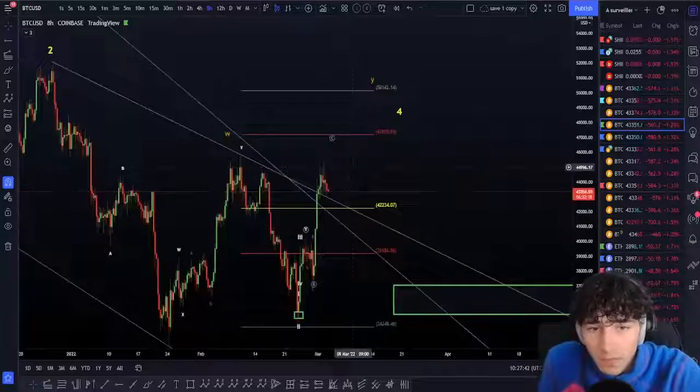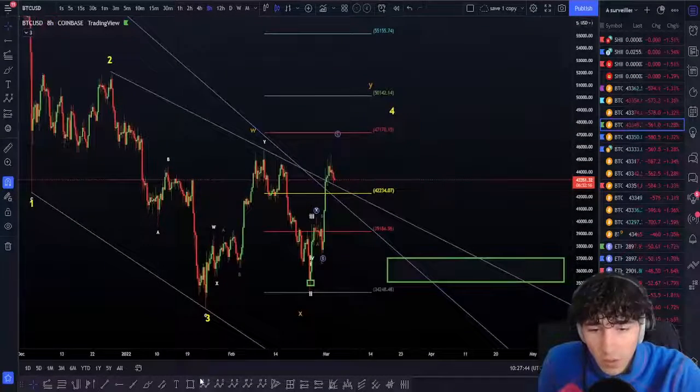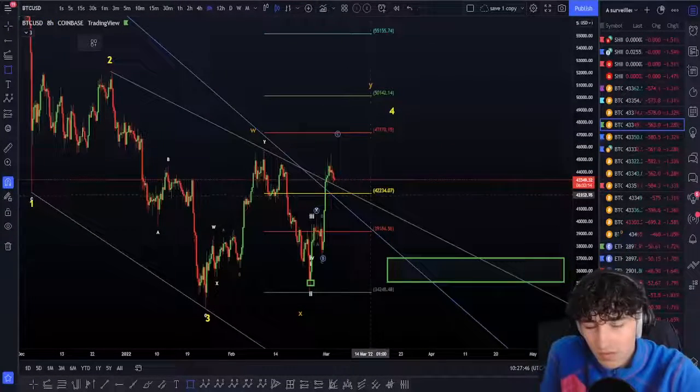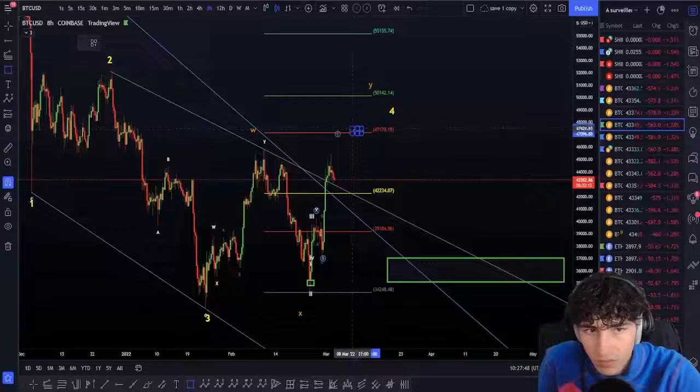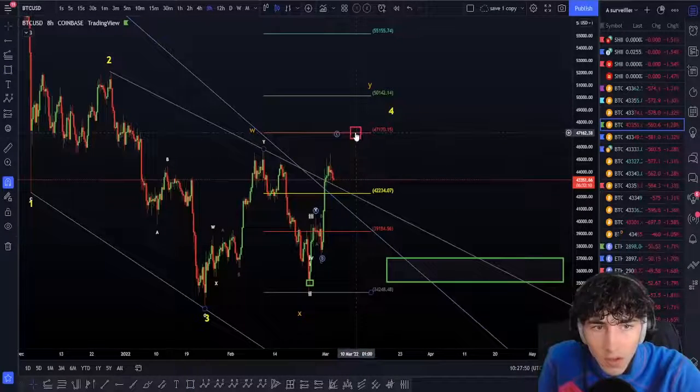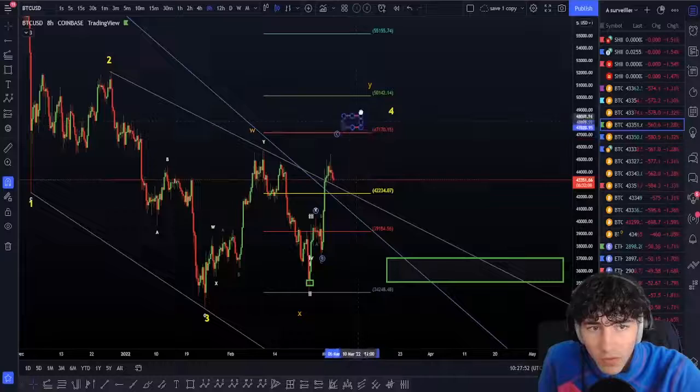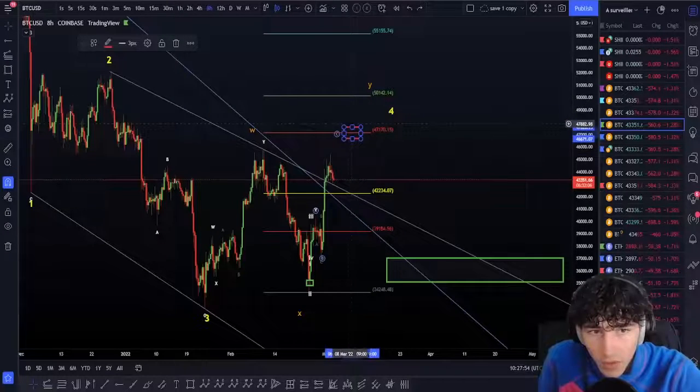So now, what we have to do here is think about, first of all, the 618. This one most of the time never will tap, so we can jump from here. We're going to see out with smaller waves. If we have to push higher, first target here, if we have to push higher, 100% here.